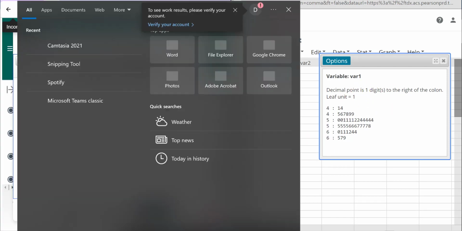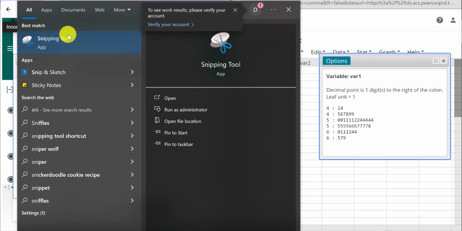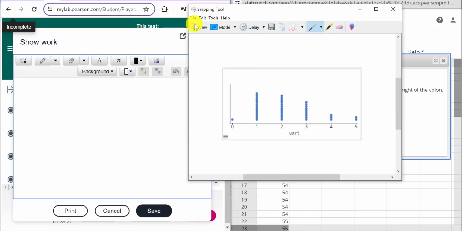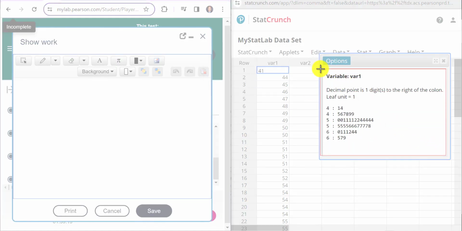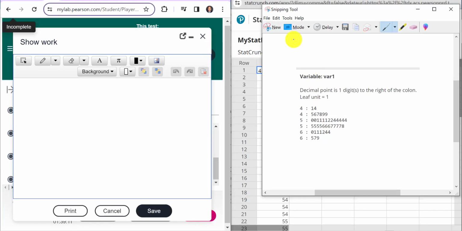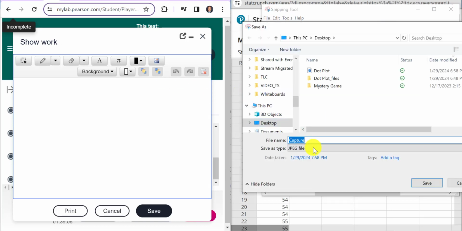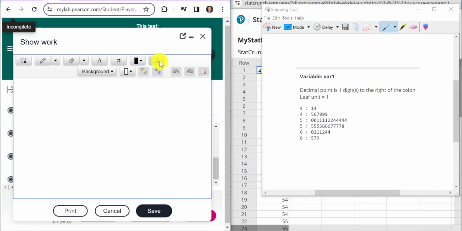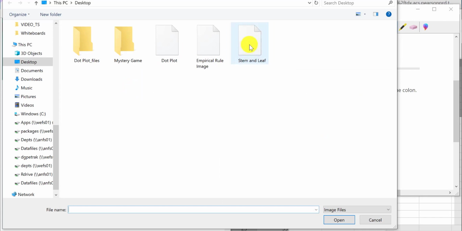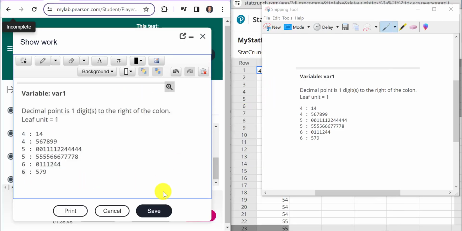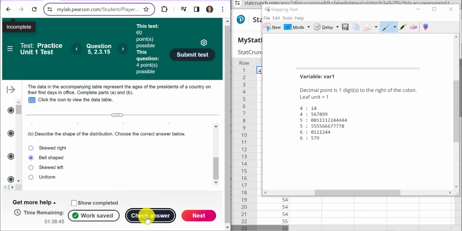The way I do it is I use Snipping Tool, or whatever you use on your Mac to take a little screenshot, and I hit new. I'm just going to drag a box around that, and that's the work I'm going to want to submit. I'll save as, put it on my desktop for now, and call it stem and leaf. Then I can go over here, click the little image icon, and go to my desktop. And there's my stem and leaf. So I've got that saved, and I check my answer.